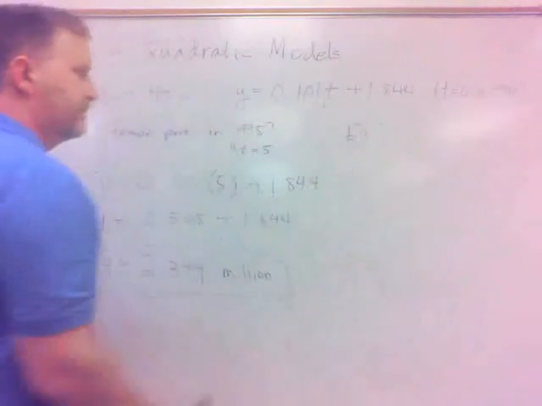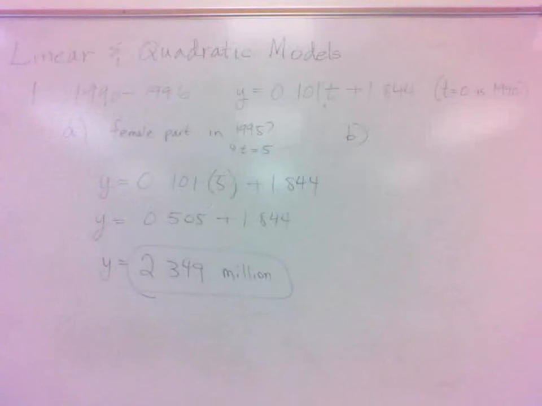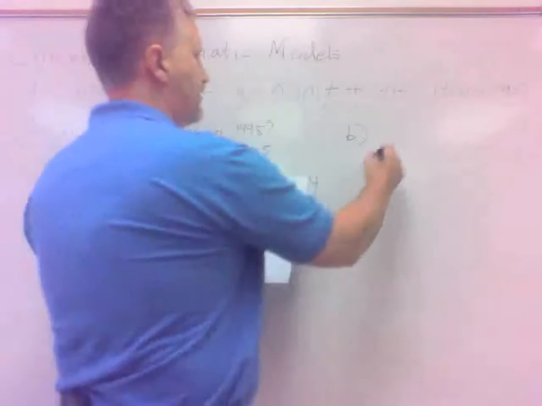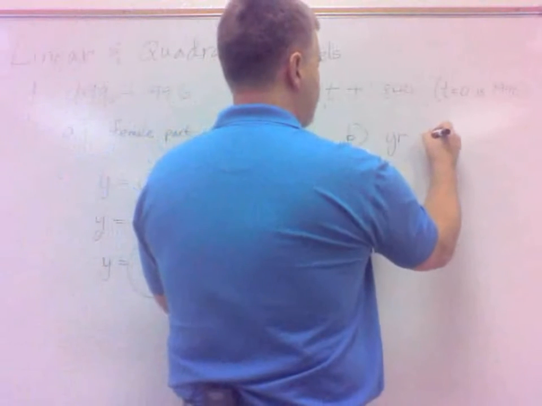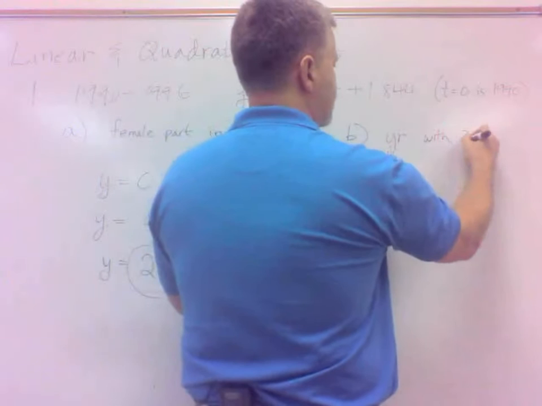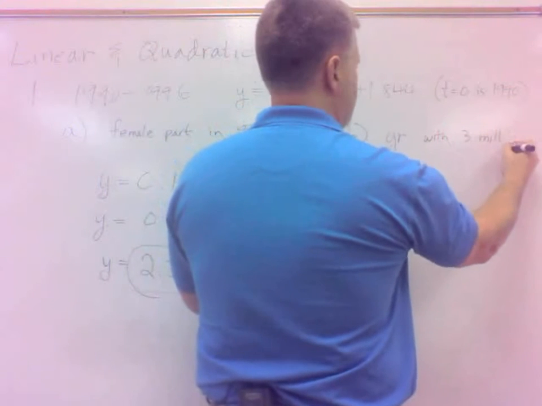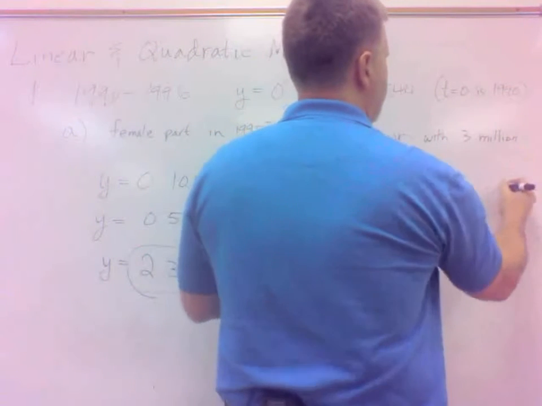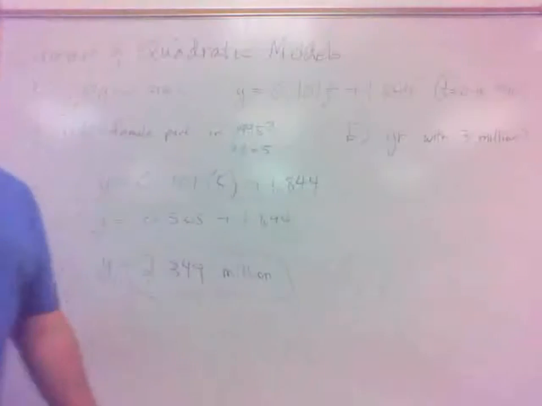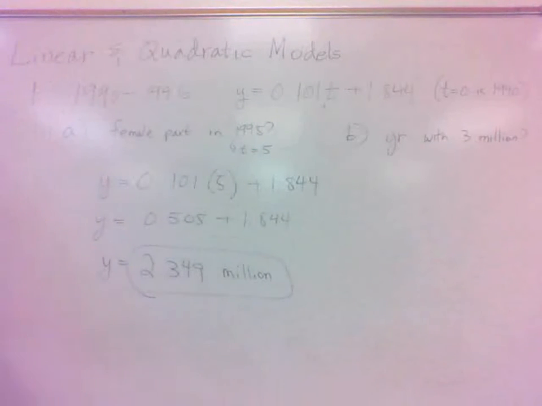But let's look at B. B asks a little bit different question. If the linear pattern continues, in which year will there be 3 million participants? Female participants. What is the year in which there will be 3 million participants? All right, so it's based on the same model.